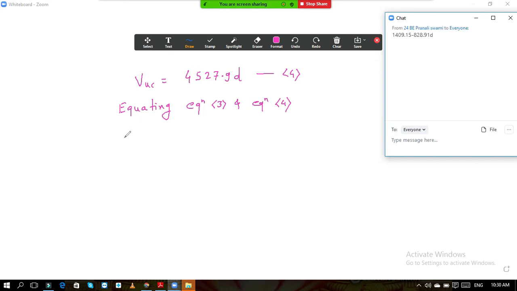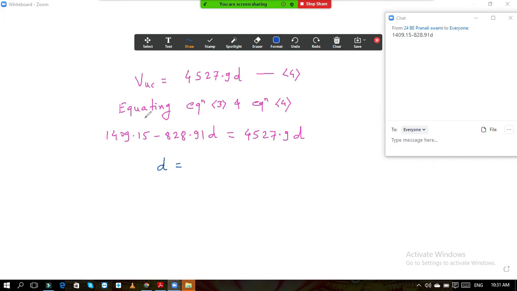Okay. So it is 1409.15 minus 828.91 D. This is our equation number 3, which we will equate to 4527.9 D. Now solve this equation so that we will get the value of D. So D is equal to 4527.9 minus 828.91. So what is the value? It is 3698.99.